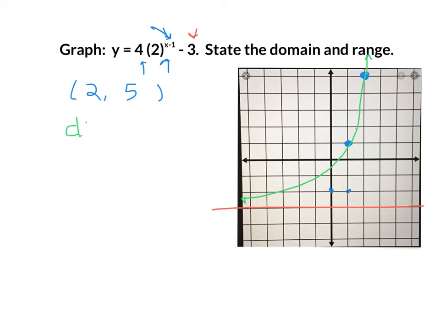My domain is all real numbers because it's going left to right forever. So my domain will look like this. My range, a couple of ways you can write it. You could say y is greater than -3, or you could do it this way, -3 up to infinity. Notice I put parentheses because it does not touch the -3. There's your domain and range.